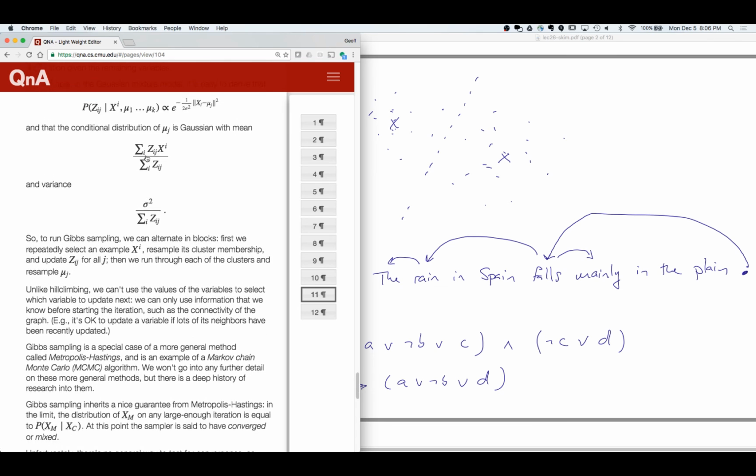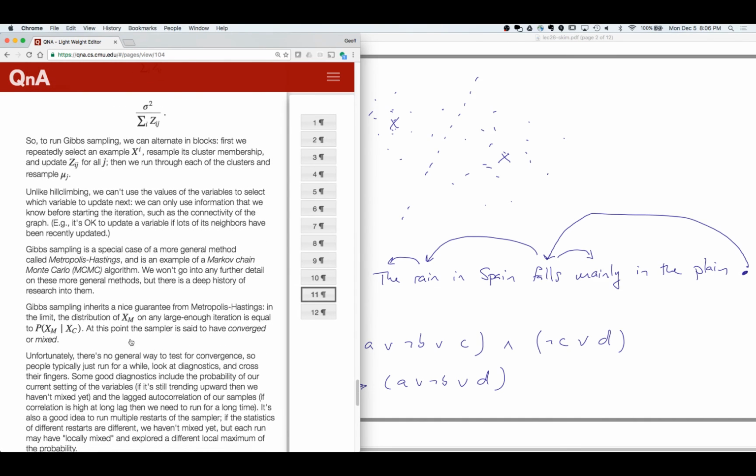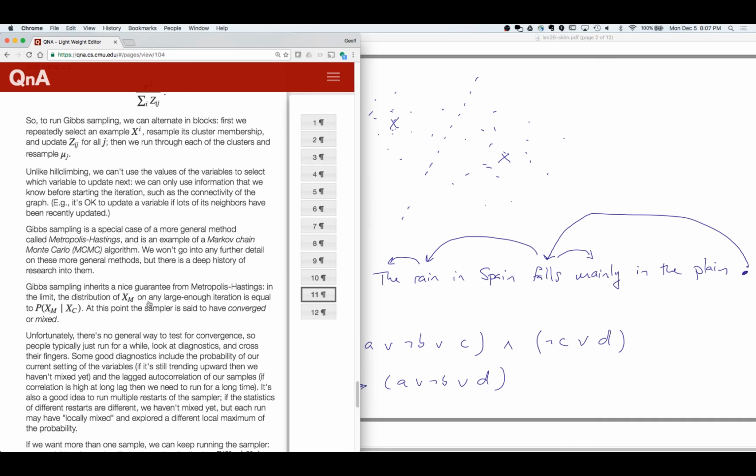All right. So Gibbs sampling has a nice guarantee, which is that if we run it, we actually get this distribution we were trying to get. So in the limit, the distribution of xm on any large enough iteration is equal to that conditional probability. And when that happens, we say that the sampler has converged or has mixed. There's no general way to test for convergence, unfortunately. So people have a bunch of heuristic ways to do that. Probably the most common is to use diagnostics to tell whether you have converged or not.